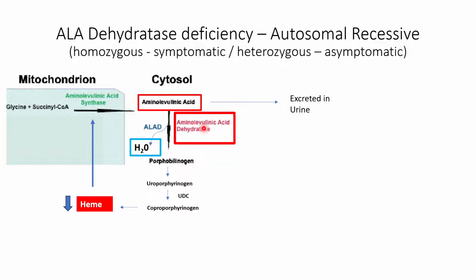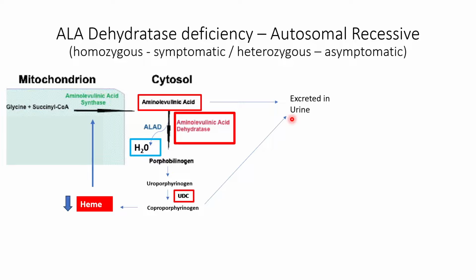Now what happens is we have this enzyme uroporphyrinogen decarboxylase. It is seen that the activity of uroporphyrinogen decarboxylase increases when there is ALA dehydratase deficiency. So the enzyme activity increases, which leads to increased production of coproporphyrinogen. This coproporphyrinogen is also increased and is excreted in the urine.